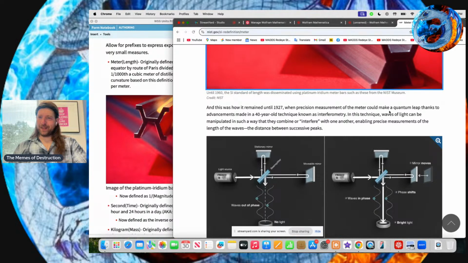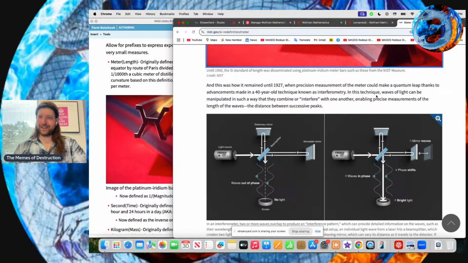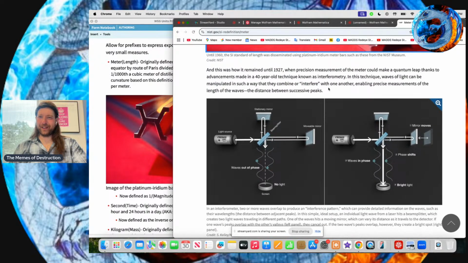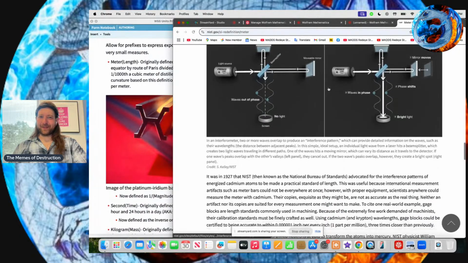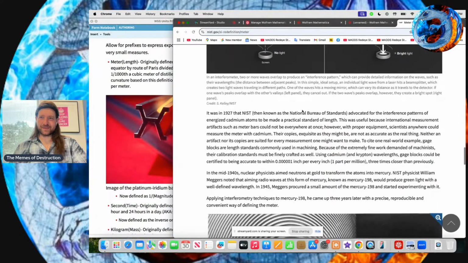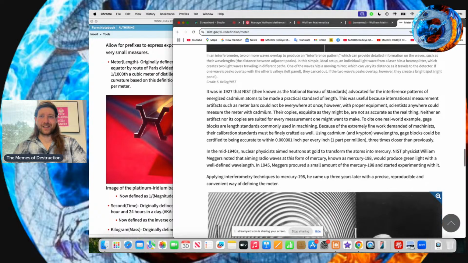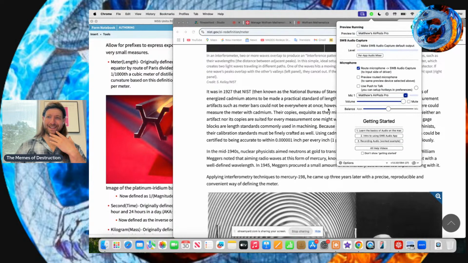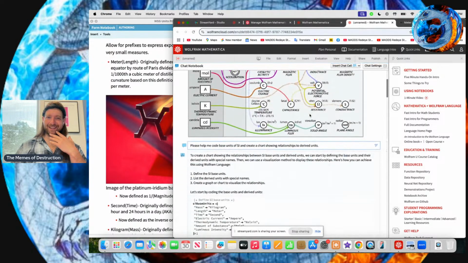Precision measurement of the meter can make a quantum leap thanks to advances made in a 40-year-old technique known as interferometry. This technique allows wave light to be measured in such a way that it could interfere, making precise measurements between the waves. National Bureau of Standards advocated for the interference patterns of energized cadmium atoms to be made a practical standard of length. It's useful because the international measurement arts such as meter bars cannot be everywhere at once. Now with proper equipment, scientists anywhere. Oh, thank you for trying to update those things.